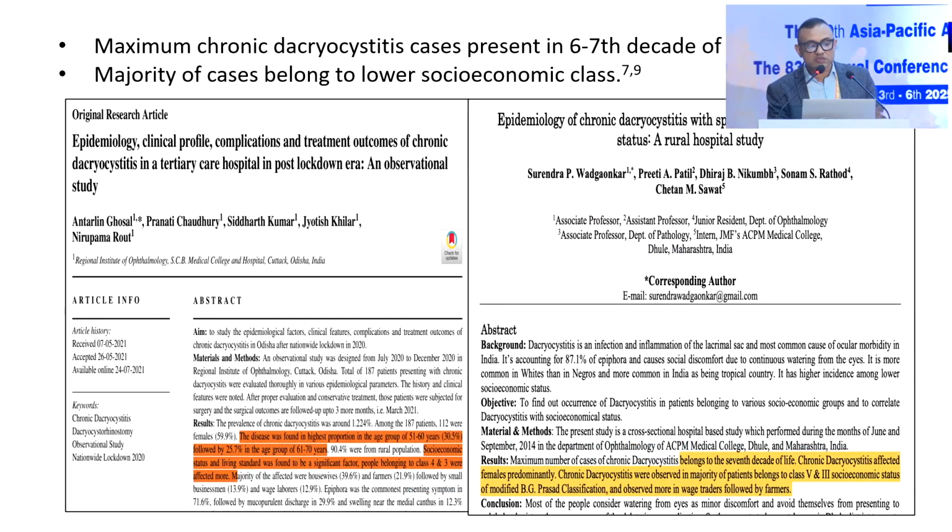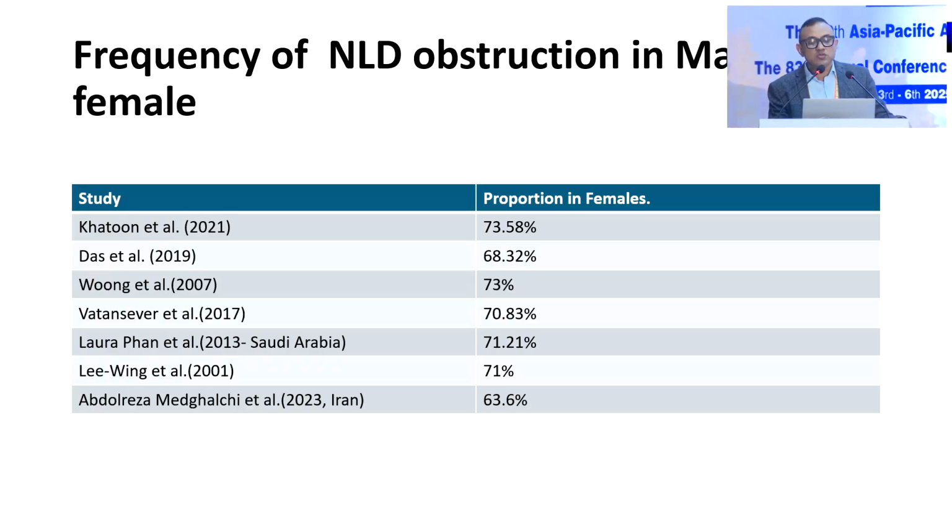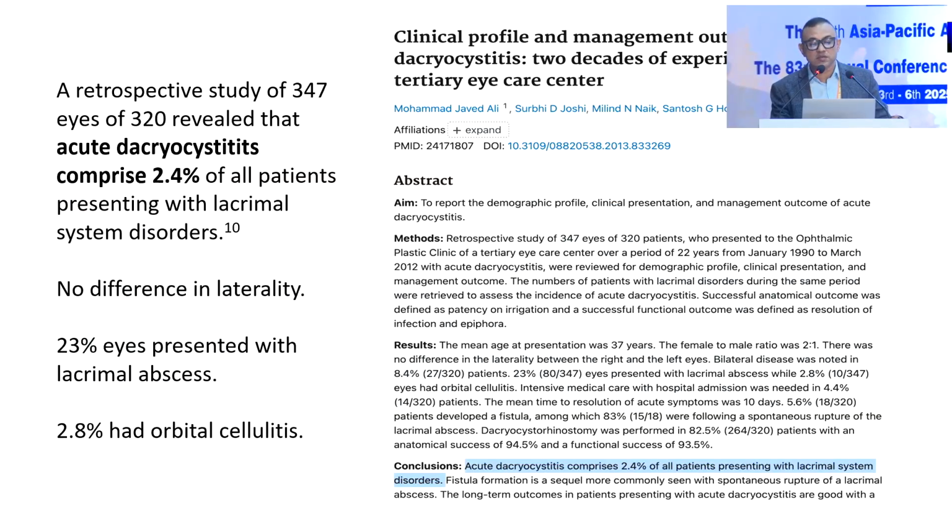Here are two studies, one done at Odisha and another at Maharashtra. Both of them highlighted that chronic dacryocystitis was more prevalent in the 5th to 7th decade of life, and it was more seen in the lower socioeconomic status. Interestingly, housewives were affected most, and secondly the farmers. All the studies have shown that the frequency of nasolacrimal duct obstruction was more prevalent in females.